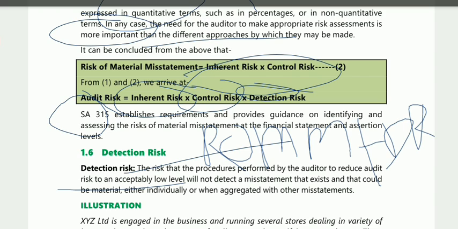That means there is a risk that will not lead you to detect a misstatement that exists, and that could be material. That means there might be some material misstatements which are hidden by you, or which you left in your risk assessment part, either individually or when aggregated with other misstatements. So that risk that the material misstatements are left to be detected, that risk is your detection risk.